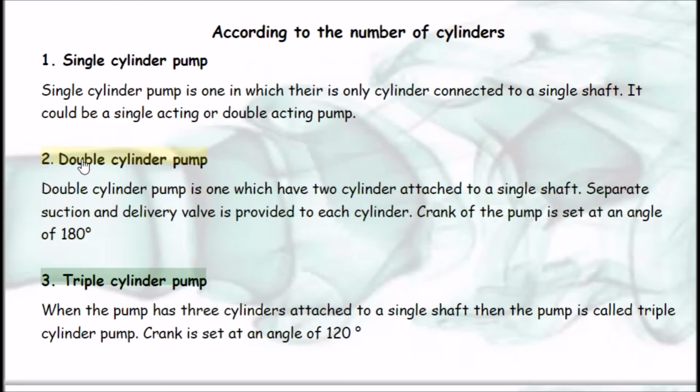Three, triple-cylinder pump. When the pump has three cylinders attached to a single shaft, then the pump is called a triple-cylinder pump. The cranks are set at an angle of 120 degrees.